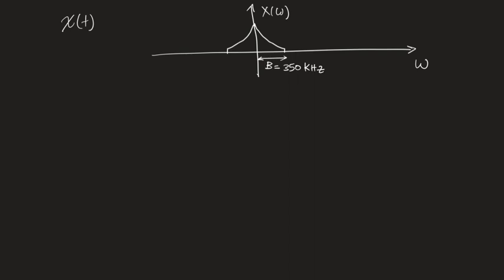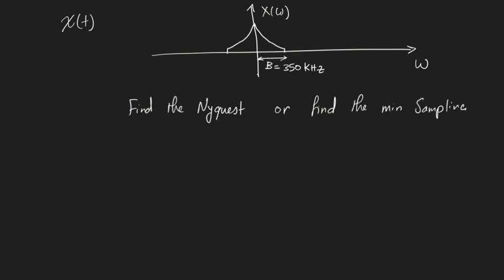And the question says, find the Nyquist frequency, or find the minimum sampling frequency, which means the same as finding the Nyquist, for x of t. So what's the sampling frequency that you should use to properly sample x of t? Okay. What's going to be the answer here?